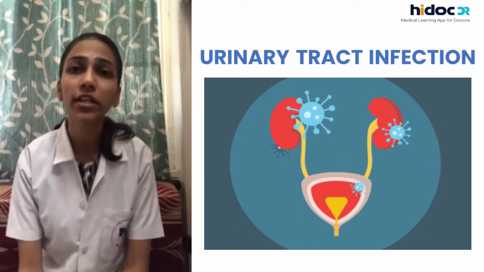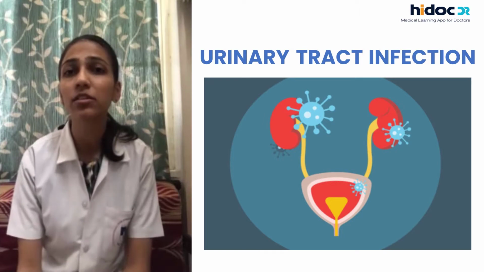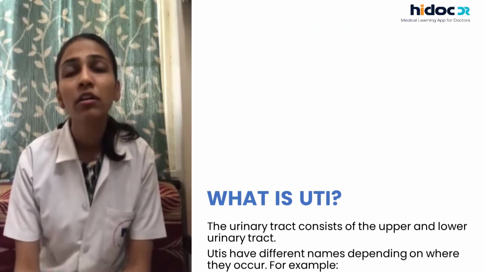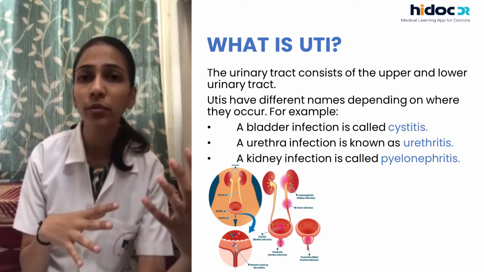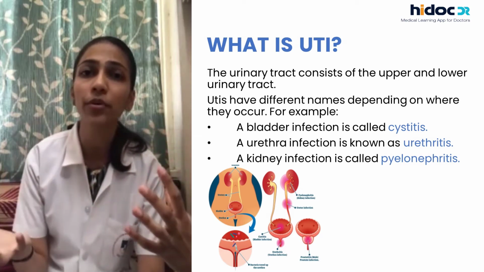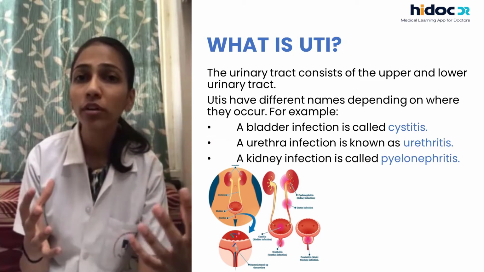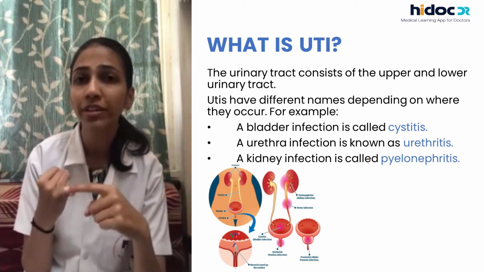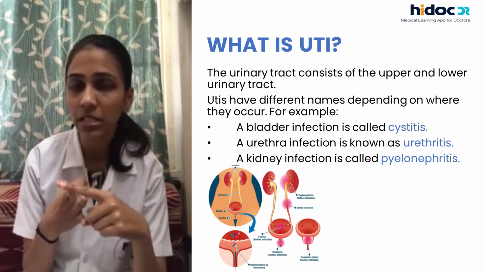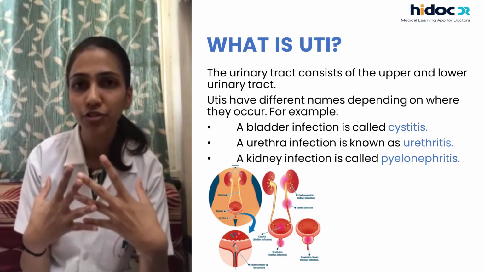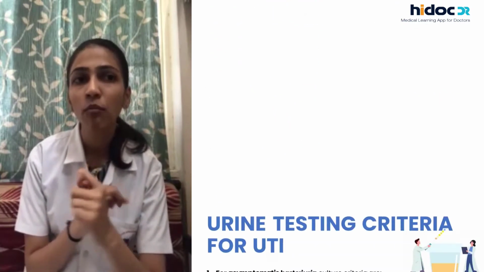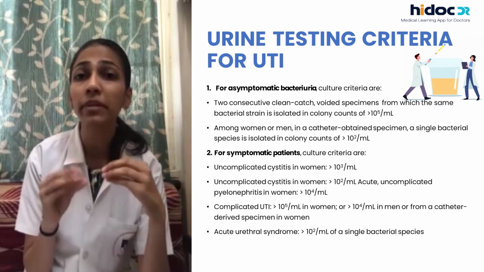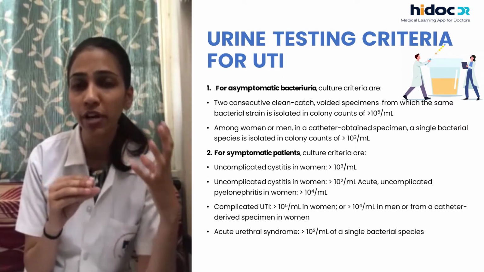Today I will be talking about a common summer complaint, that is a urinary tract infection. Now UTI are divided anatomically into two parts. One is the lower urinary tract infection and there is an upper urinary tract infection. The lower urinary tract infection includes urethritis, cystitis and prostatitis, while the upper urinary tract infection includes acute pyelonephritis and perinephric abscess.